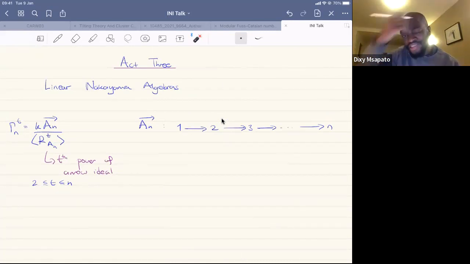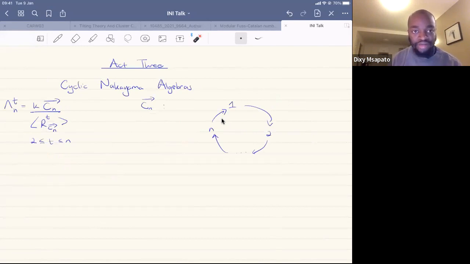So the first class of algebras we're concerned with is the class of linear Nakayama algebras, and we denote them by Gamma_{n,t}. These will be the algebras which are quotients of the path algebra of the linearly oriented type A quiver, quotiented out by the t-th power of the arrow ideal. And we're going to look at powers t between 2 and n. The other class of algebras comes from the cyclic Nakayama algebras. We're going to denote them Lambda_{n,t}, and these will be quotients of the path algebra of the linearly oriented n-cycle, quotiented out by the t-th power of the arrow ideal. And again, t is taken to be between 2 and n.